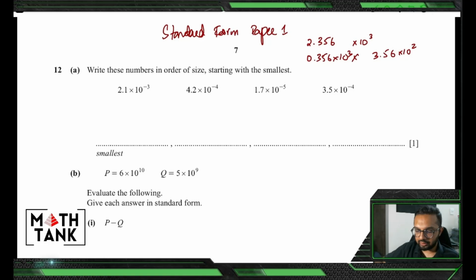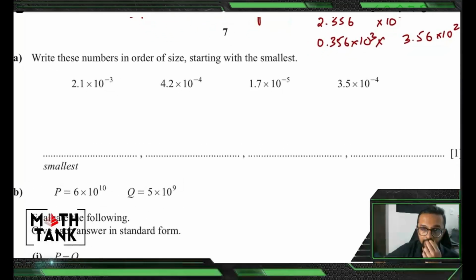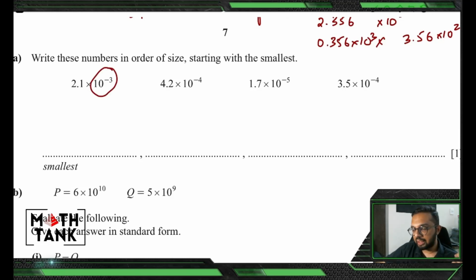Okay, the first question says write these numbers in order of size, starting with the smallest. So these are 4 numbers. There are 2 ways of doing this question. One is that you could express each of these as an ordinary number instead of standard form. So what you could do is take the impact of the powers of 10. So 10 power minus 3. If I increase these powers, the decimal keeps moving backwards, which means it keeps going to the left. So the number is going to become smaller and smaller.